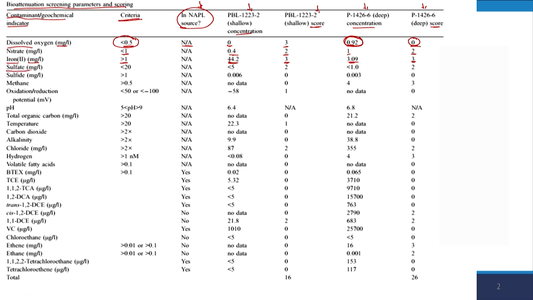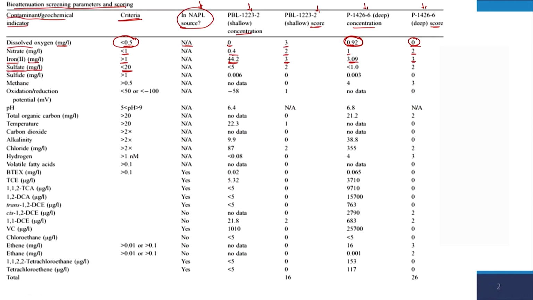So sulfate, again another competing electron acceptor, so it should be less than 20, but based on the thresholds you can understand the relative importance, or relative weightage, let us say, given to the competing electron acceptors, which are dissolved oxygen and nitrates. The dissolved oxygen has to be less than 0.5 milligram per liter, nitrate they are okay if it is less than 1 milligram per liter, and sulfate though can be as high as up to 20 milligram per liter.